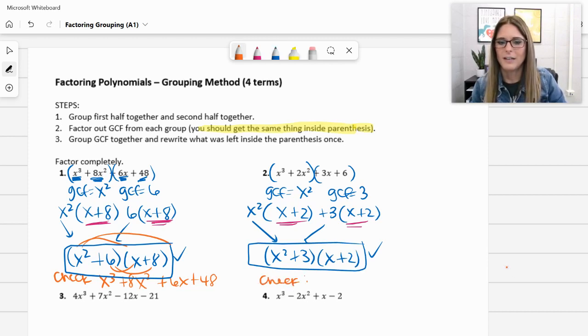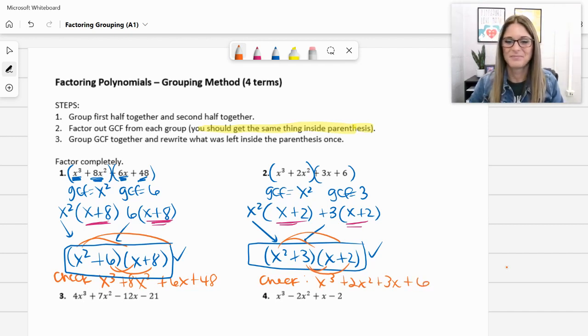Always, always, always. When you're factoring, you can multiply it back through. So first, x squared times x is x cubed. First outer will give me a 2x squared. Inner gives me 3x. And last is going to give me 6. Is that our original problem? It is. So we did a great job.